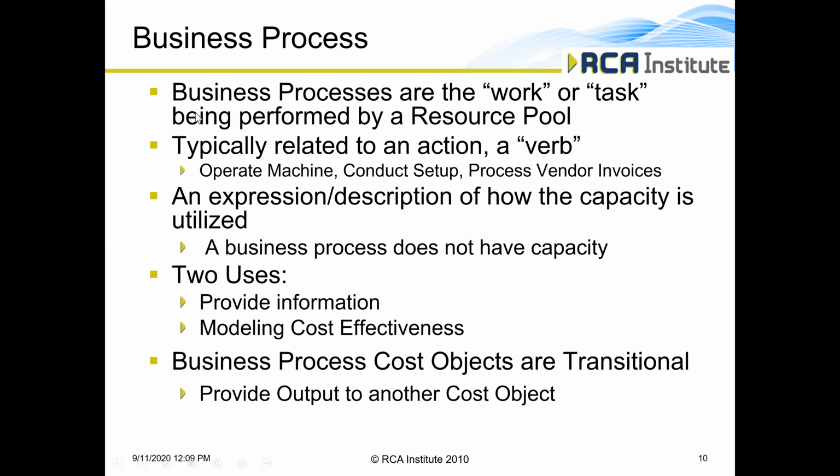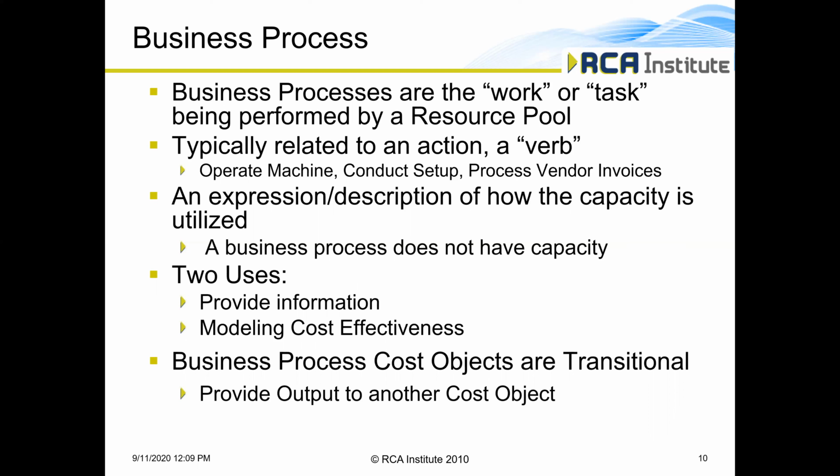The next kind of object were the purple arrows, or the business process. Business processes are the work or task being performed by a resource pool. Now in RCA, we don't always use a business process, and business processes, very importantly, don't have any capacity. They're typically a verb: operate a machine, conduct a setup, process vendor invoices, whatever. They're an expression or a description of how the capacity can be utilized. So they have two uses.